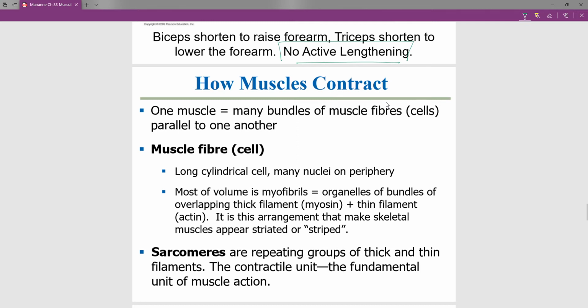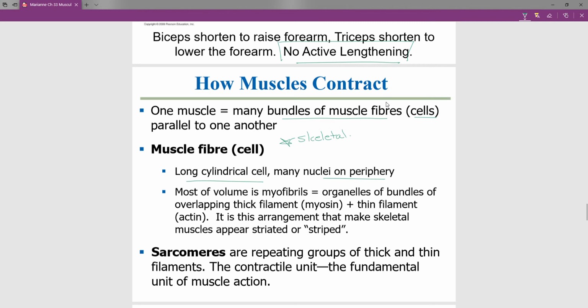So we need a little bit of anatomy to get things sorted out here. In a muscle, you would find many bundles of muscle fibers or muscle cells running parallel to each other. We're going to focus on skeletal muscle because it's the easiest one to visualize, but as a reminder, skeletal, cardiac, and smooth muscle all work with the sliding filament theory. In a muscle fiber or a muscle cell, they're long cylindrical cells. You might remember that from your chapter 25, and the nuclei are on the periphery or the outside of these long cells.